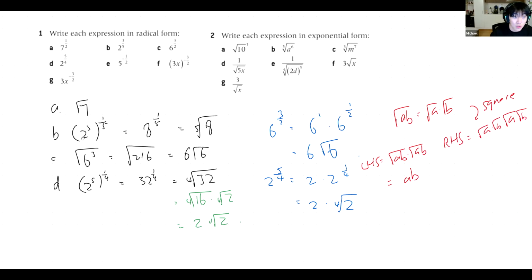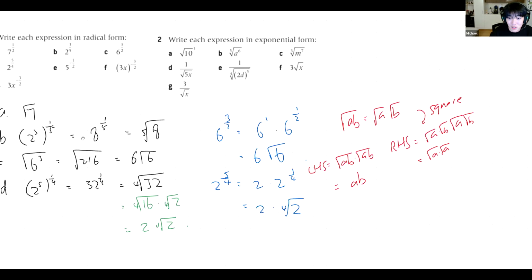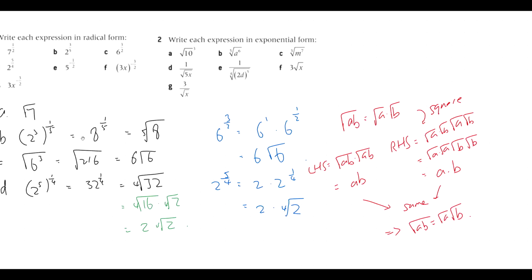And we can do some rearranging. That gives you square root A times square root A. I don't know why I'm writing a diagonal line, but excuse my diagonal. And that gives you A times B. So the same implies square root AB equals square root A times square root B. Does that make sense?